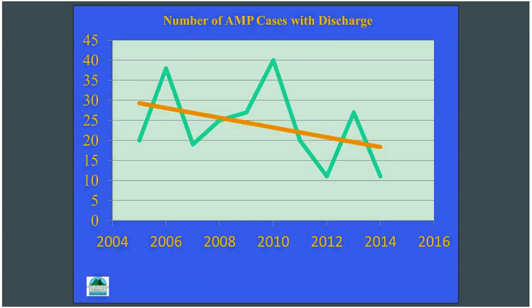During the same time period, there was also a downward trend in a number of cases where a discharge was evident, with a high of 40 cases in 2010 and a low of 11 in 2000, 2012 and 2014.